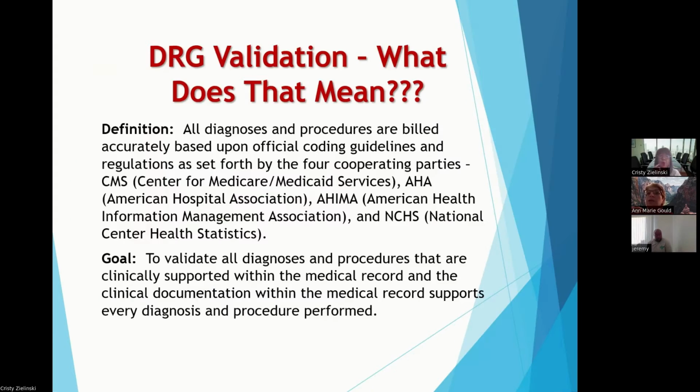So let's look at DRG validations. So what does that really mean? So based on the definition, it's all diagnoses and procedures that are billed accurately based upon official coding guidelines and regulations as set forth by the 4 cooperating parties. And those 4 cooperating parties are listed here. It's your Center for Medicare and Medicaid Services, CMS, your American Hospital Association, AHA, and then of course your American Health Information Management Association, which is AHIMA, and your National Center of Health Statistics, also known as NCHS.